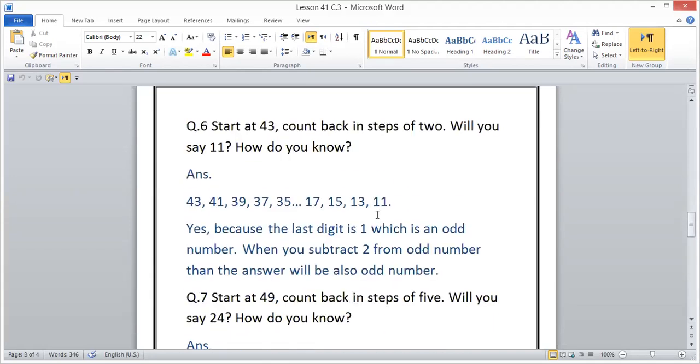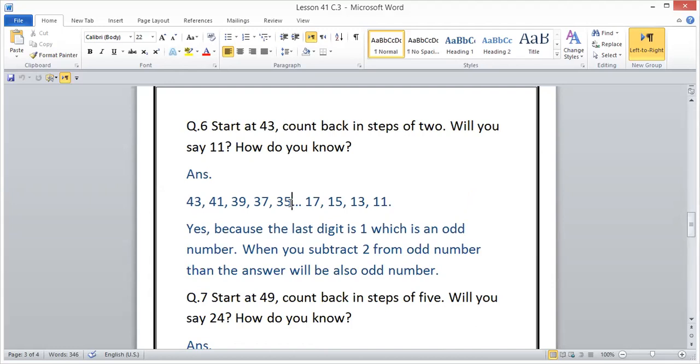Now let's come to question number 6. In question number 6, guys, we were counting back in steps of 2. The question is not starting at 2. It was starting at 43. And here we have to count back in steps of 2. So from 43, when you count back in steps of 2, that means you are subtracting 2. So here, first we write the pattern. 43 minus 2, 41. 41 minus 2, 39. 39 minus 2, 37. And then 35.